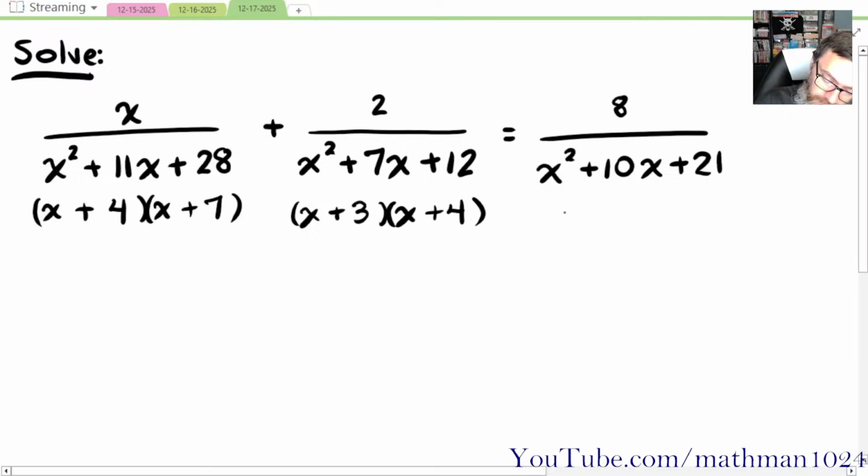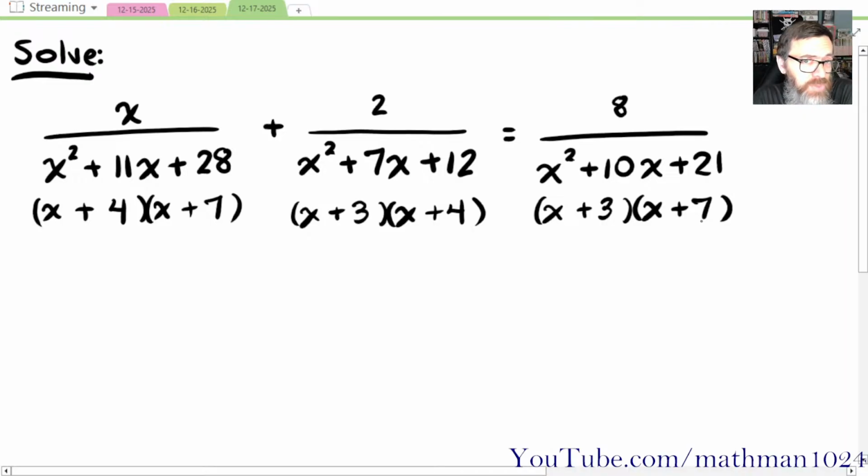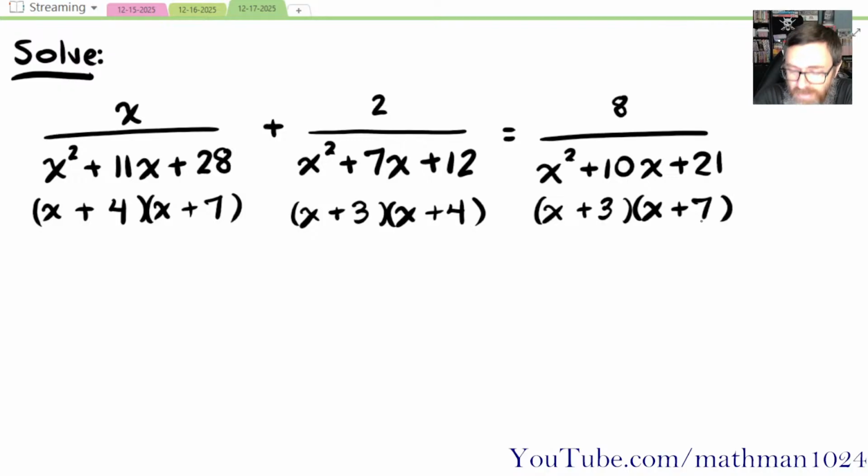So over here, we need factors of 21 that are going to give us 10. And that would be 3 and 7. Now, if you said 7 and 3 and you wrote the factorization in a different order, that's fine, because, as we talked about before, with multiplication, the order doesn't matter. So if you write x plus 7 times x plus 3, it's the same thing.